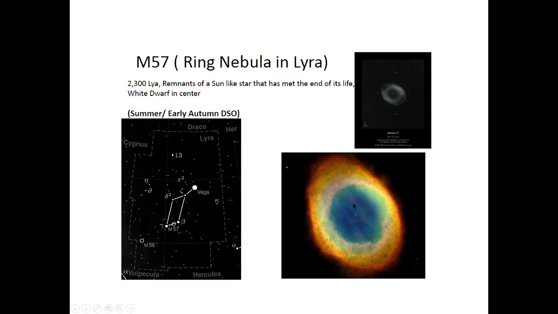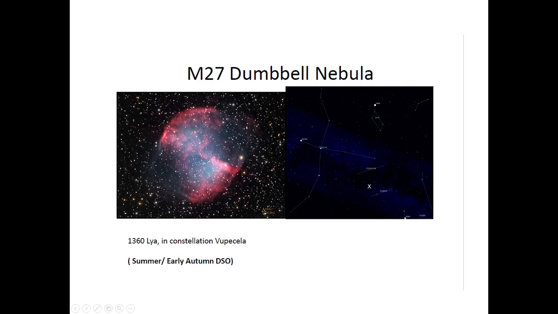You want to put a little bit of power on it, maybe 200 power or so, to resolve more detail. This is very distant too. For an object within our Milky Way, it's 2,300 light years away. Then next is another similar planetary nebula, but it's a little bit more expanded, called the Dumbbell Nebula. It's also known as the Apple Core Nebula.